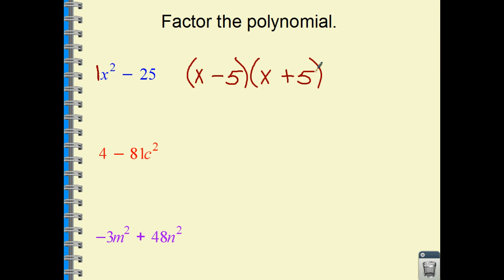All right, the second one, the difference is an indicator. 4 and 81 are both perfect squares, and of course c squared is perfect. So we can quickly set up our binomials, alternating signs. The 4 would get us our 2 times 2, and the 81c squared would be 9c and 9c. 9 times 9 is 81.